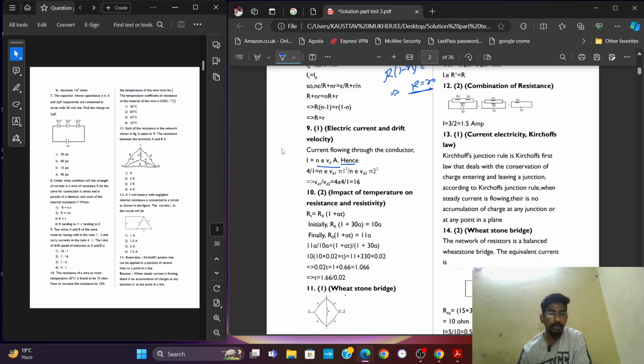Now the radii are in the ratio r1 by r2 equals 1 by 2, and the currents I1 by I2 equal 4 by 1, right? Now we can say 4 by 1 equals n e v d pi 1 square by n e v d pi into 2 square, right? First one is 1, second one is 2. Therefore the ratio between the drift velocities will be equal to 4 into 4 by 1, that is equal to 16, right?